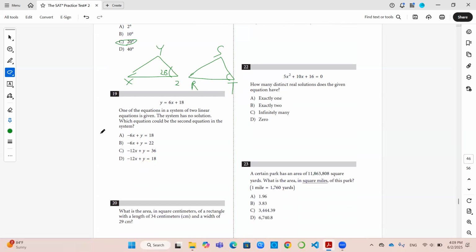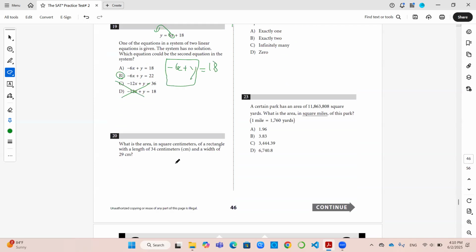One of the equations in a system of two linear equations is given. The system has no solution. Which equation could be the second equation of the system? I'm going to bring the 6x here, so it becomes minus 6x plus y is equal to 18. C and D are eliminated because I want something where this needs to be the same, but the right side has to be different. And B is the option we're looking for. Because if we have minus 6x plus y is equal to 18 and minus 6x plus y is equal to 22, we don't have a solution to those two lines.